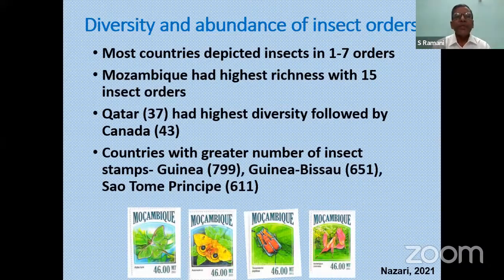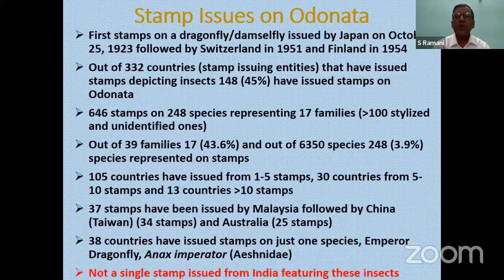This is Odonata. The first stamps on the dragonfly and damselfly were issued by Japan on October 25th, 1923. I told you already about this particular stamp. It was followed by Switzerland in 1951 and Finland in 1954 from this order, that is Odonata, damselflies and dragonflies. Out of the 332 countries, as I told you, which have issued stamps on insects, 148, that is 45% of them, have issued stamps on Odonata. There are nearly 646 stamps on 248 species, representing about 17 families.